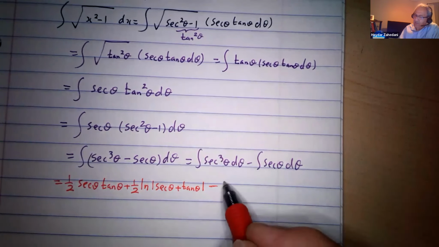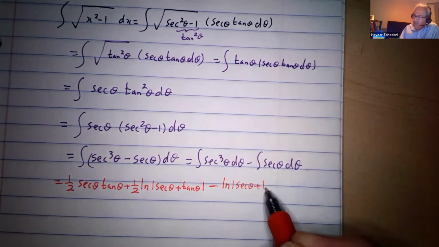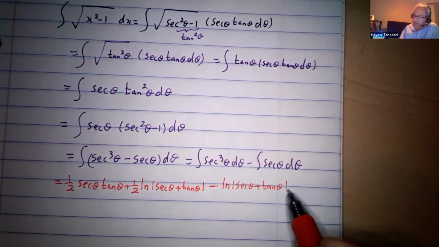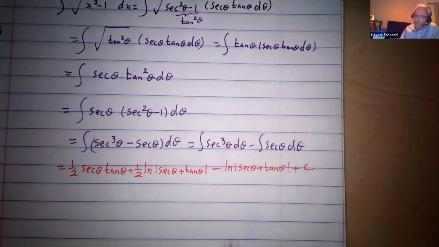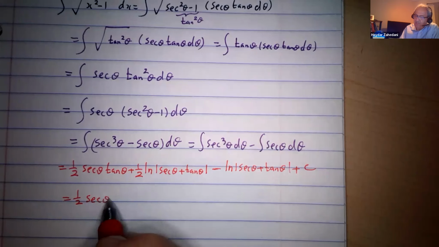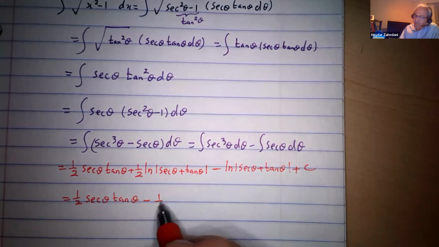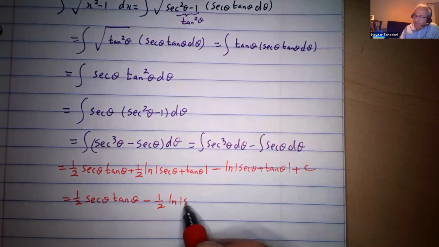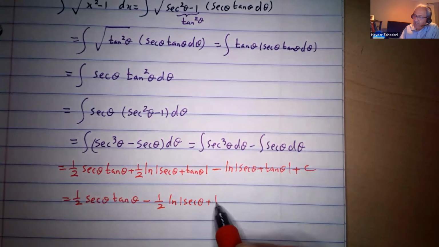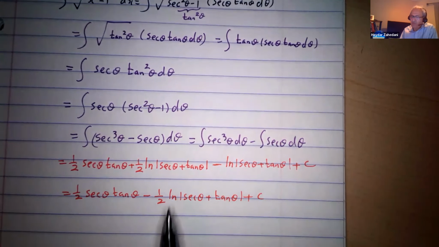Integral of a secant is going to be what? It's going to be ln of the absolute value of secant theta plus tangent. You can simplify this one. 1/2 minus 1 would be negative 1/2. So it's going to be 1/2 secant of theta tangent of theta minus 1/2 ln of the absolute value of secant of theta plus tangent of theta plus c. I can just combine the like terms of 1/2 minus 1.